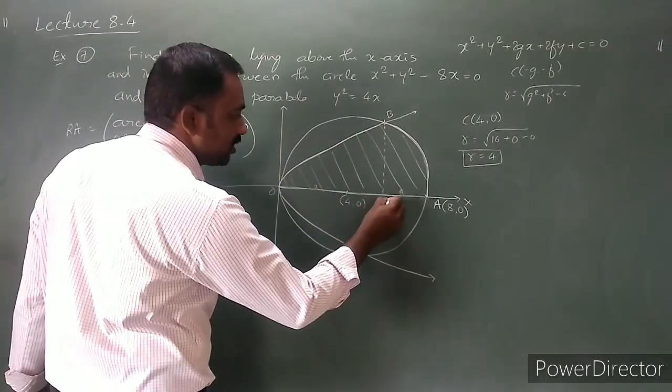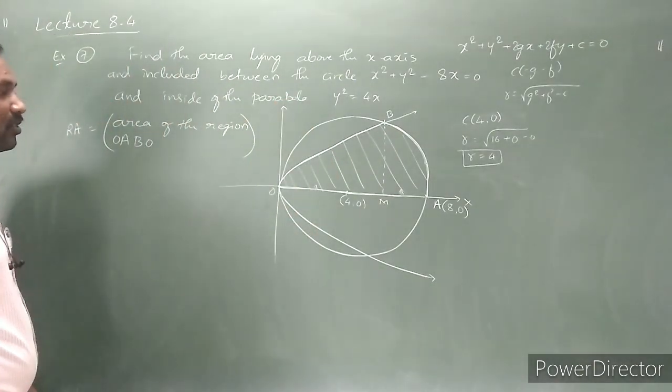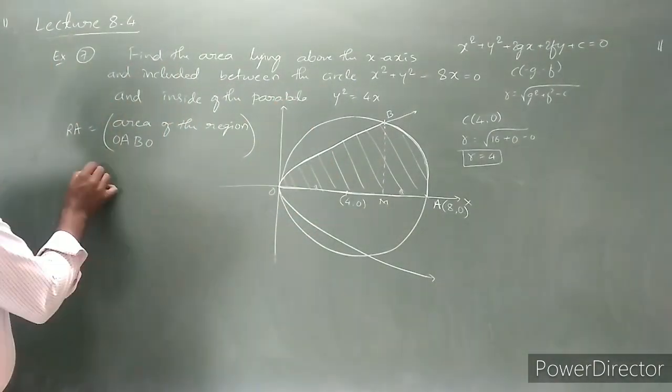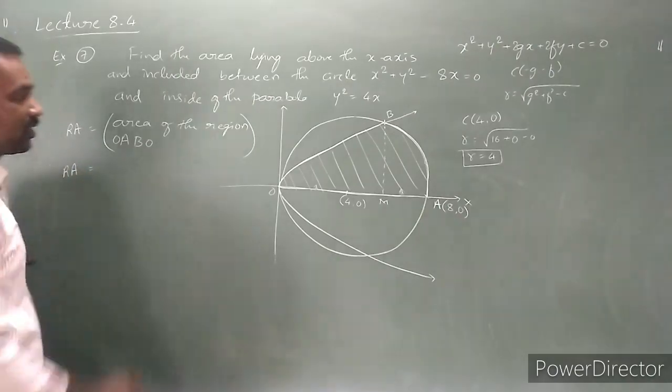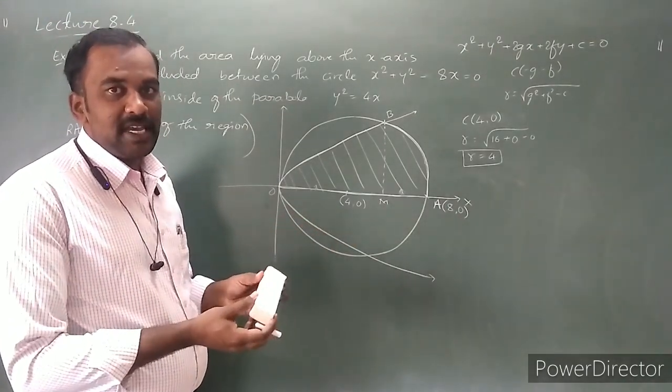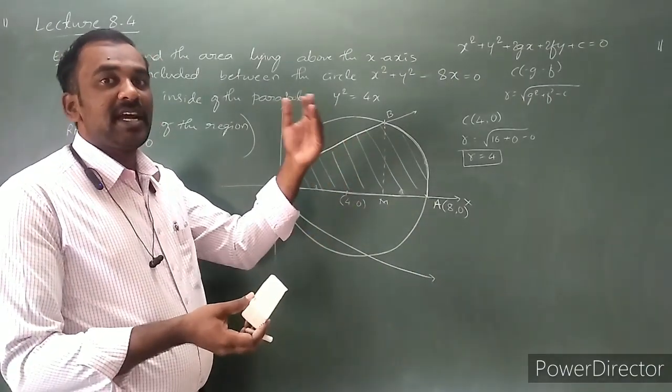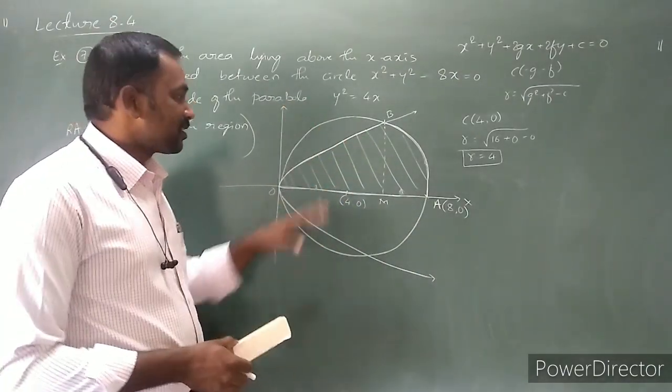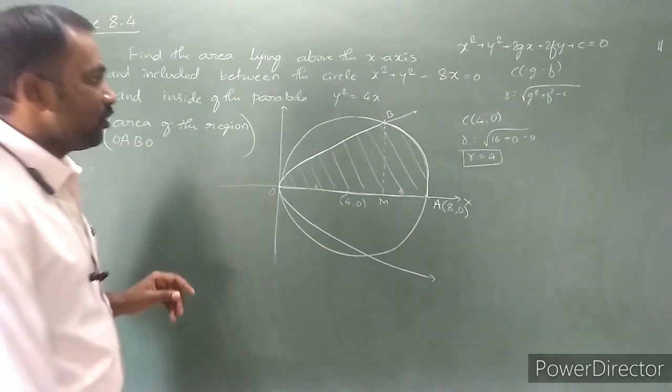I am just naming this point M. BM is perpendicular to the x-axis. Now, how do you find the required area? Observe the area under which curves? Area under the parabola or area under the circle, we have to recognize. This area is required. How do you find that?